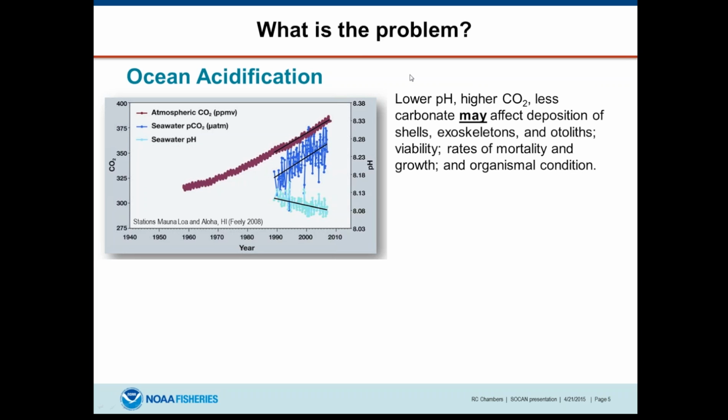So this increase in CO2 and lower pH, less carbonate, may affect a variety of biological outcomes, including deposition of shells, exoskeletons, fish otoliths, ecological life history rates, viability, growth, etc., and the well-being, health, or condition of the organism.